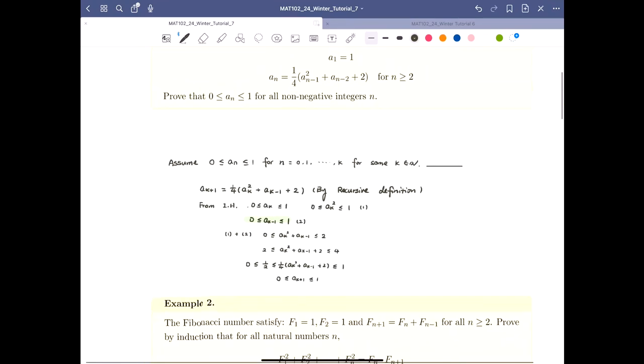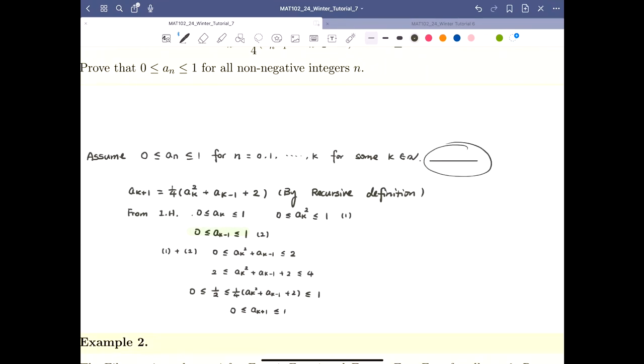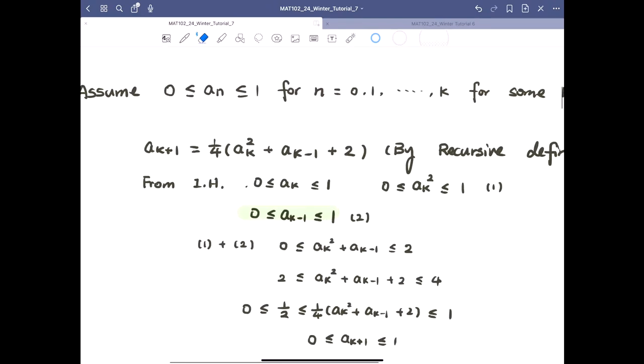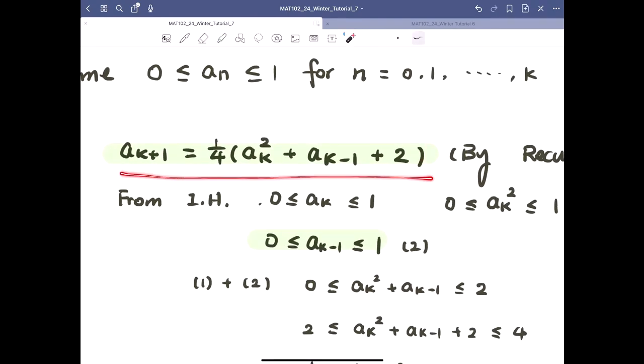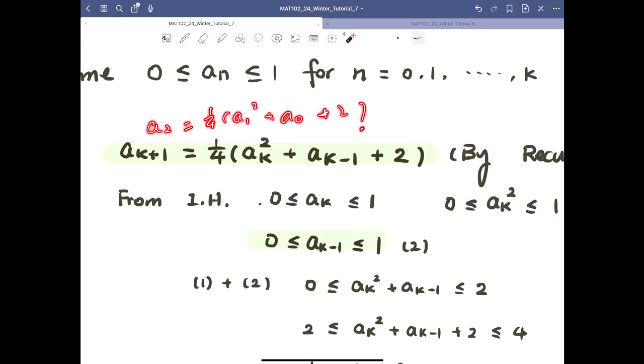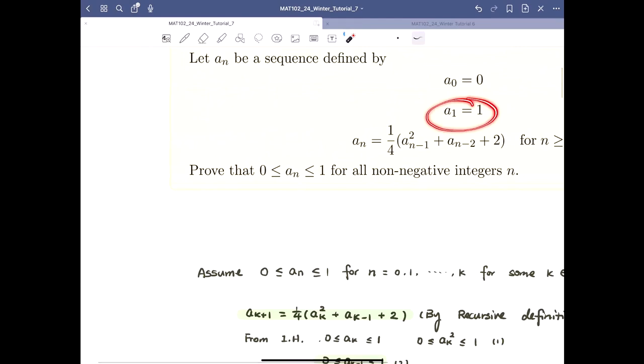The reason is, what is this k going to affect? It's going to affect my inductive step. So how do you determine the restriction on your k? You check your inductive step, where you use your recursive definition. The restriction is on this. So you should think, can my k be 1 here? If my k is 1, I have a_2 equals 1 over 4 times a_1 squared plus a_0 plus 2. a_1 is defined, a_0 is also defined, so k equals 1 is okay here.